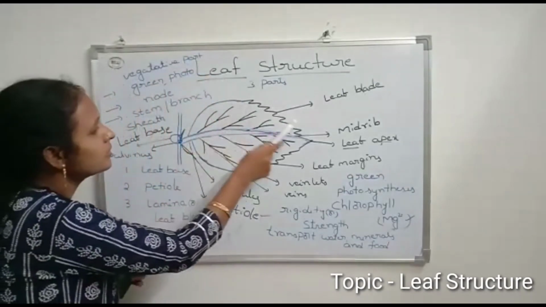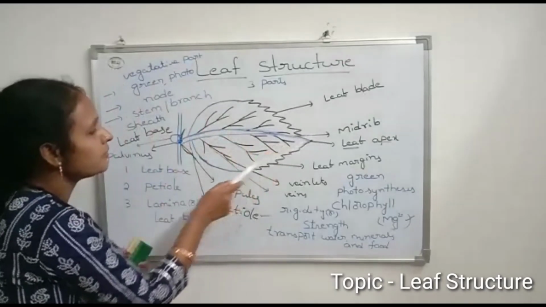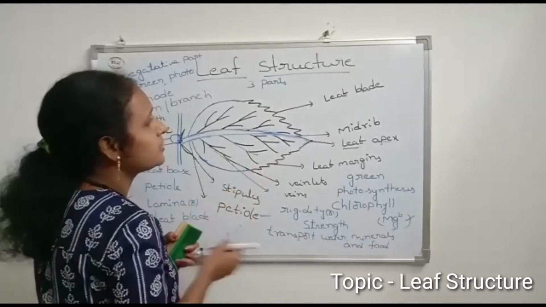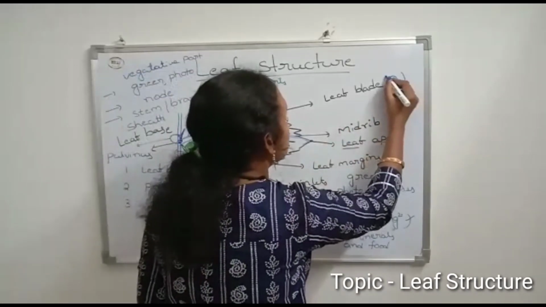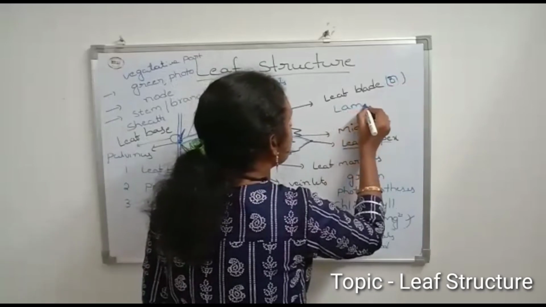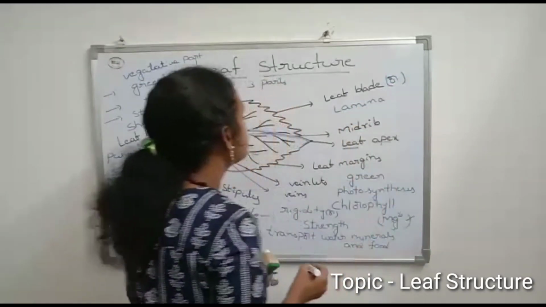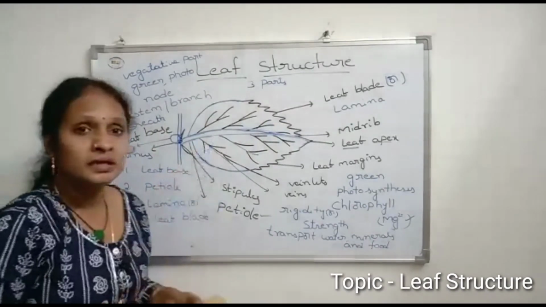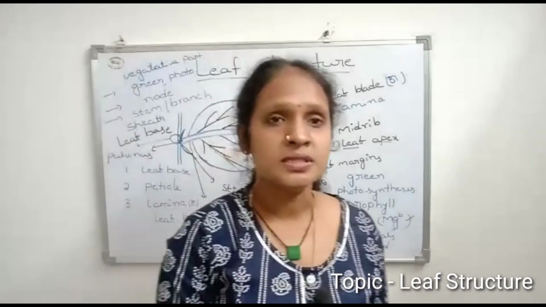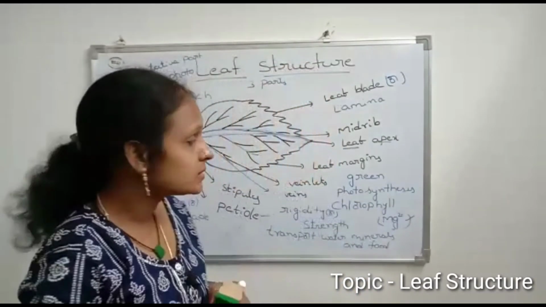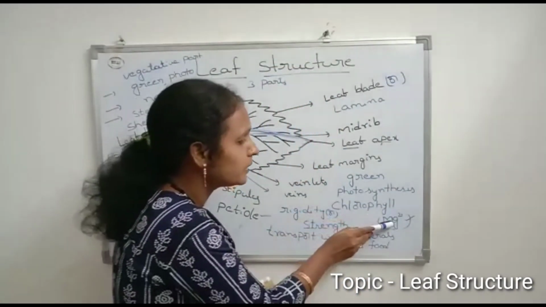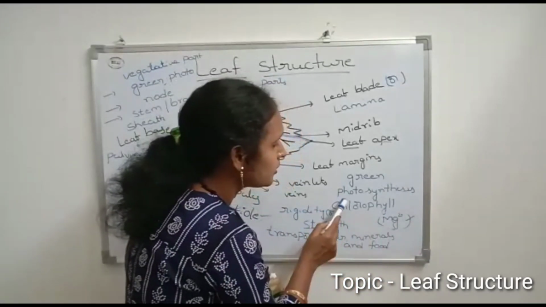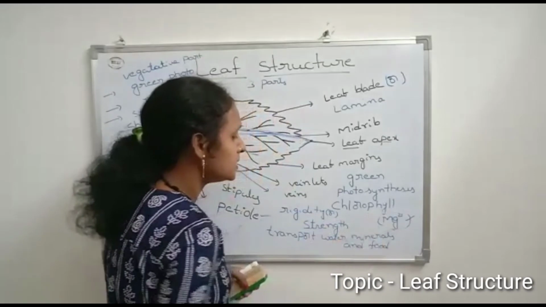And third is the green, flat-ended structure called the lamina. Lamina or leaf blade is the same. The lamina appears green in color to perform photosynthesis. It contains the pigment chlorophyll. The element in chlorophyll is magnesium, which is important for any competitive exam.